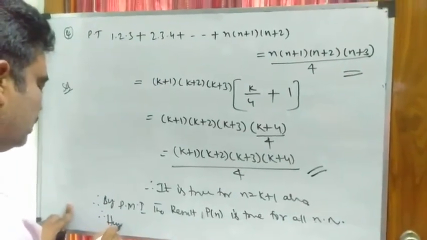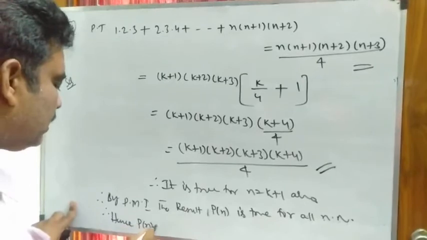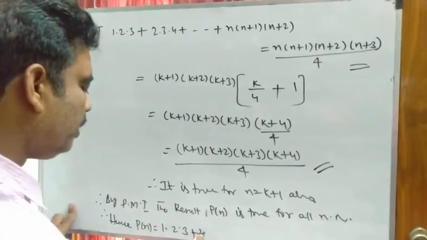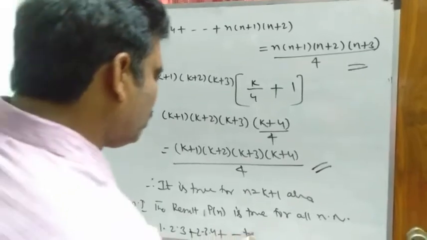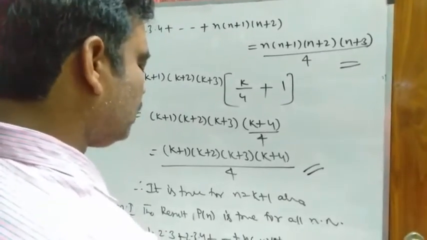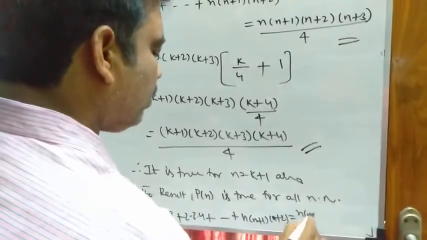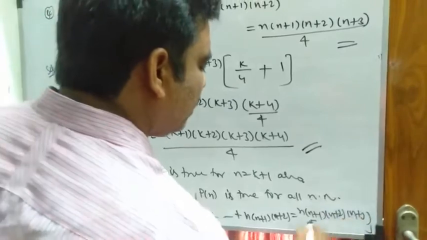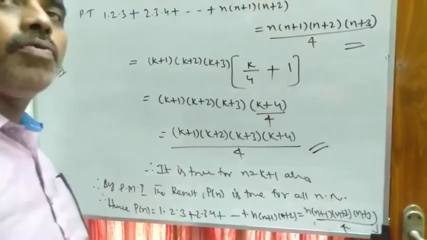Hence, what is our conclusion? P of n: 1 into 2 into 3 plus 2 into 3 into 4 plus so on, n into n plus 1 into n plus 2, is equal to n into n plus 1 into n plus 2 into n plus 3 by 4. Hence the proof.